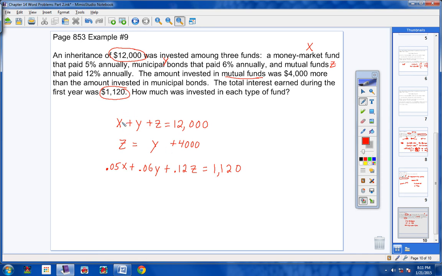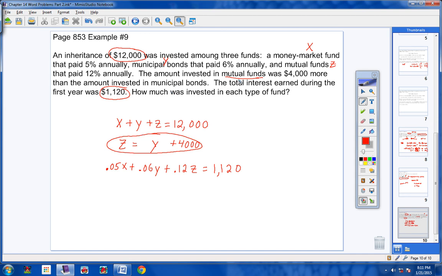So let's start up here. First of all, X plus Y plus Z is 12,000 because X is the amount of money you invested. Y is the amount of money you invested. Z is the amount of money you invested. Here, I take the amount of money I invested times 5%, times 6%, times 12%, add all of this up, and this is your interest. And how much interest did you gain? 1,120.